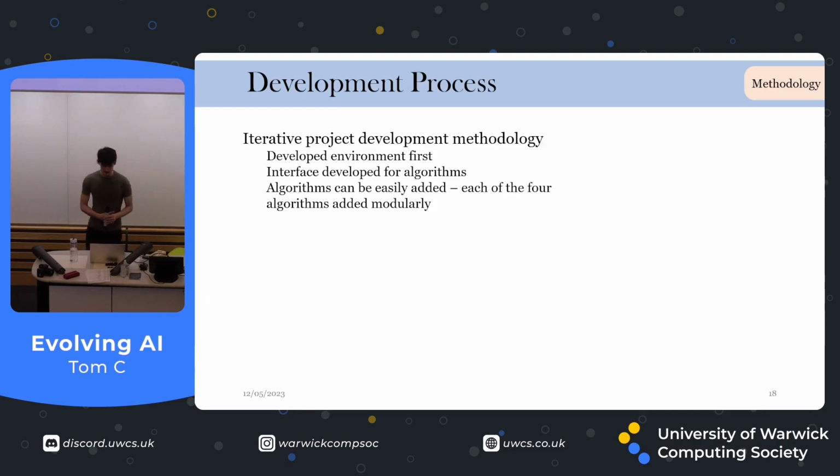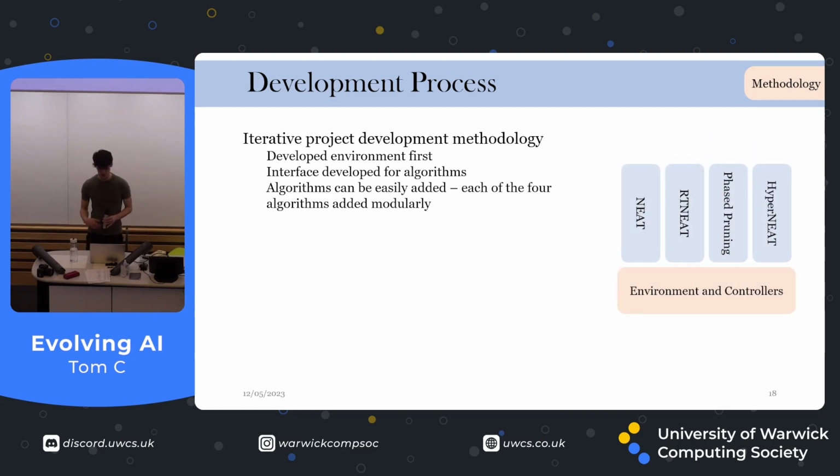In terms of development process, this is something else you should be thinking about. I tried to use an iterative project development methodology, which means that I could develop my environment first and then slowly add features to it, such as the agents, each algorithm following each other. This also means that in future, if I want to extend this project, add some more algorithms perhaps, I can do this without having to change what I've already implemented.